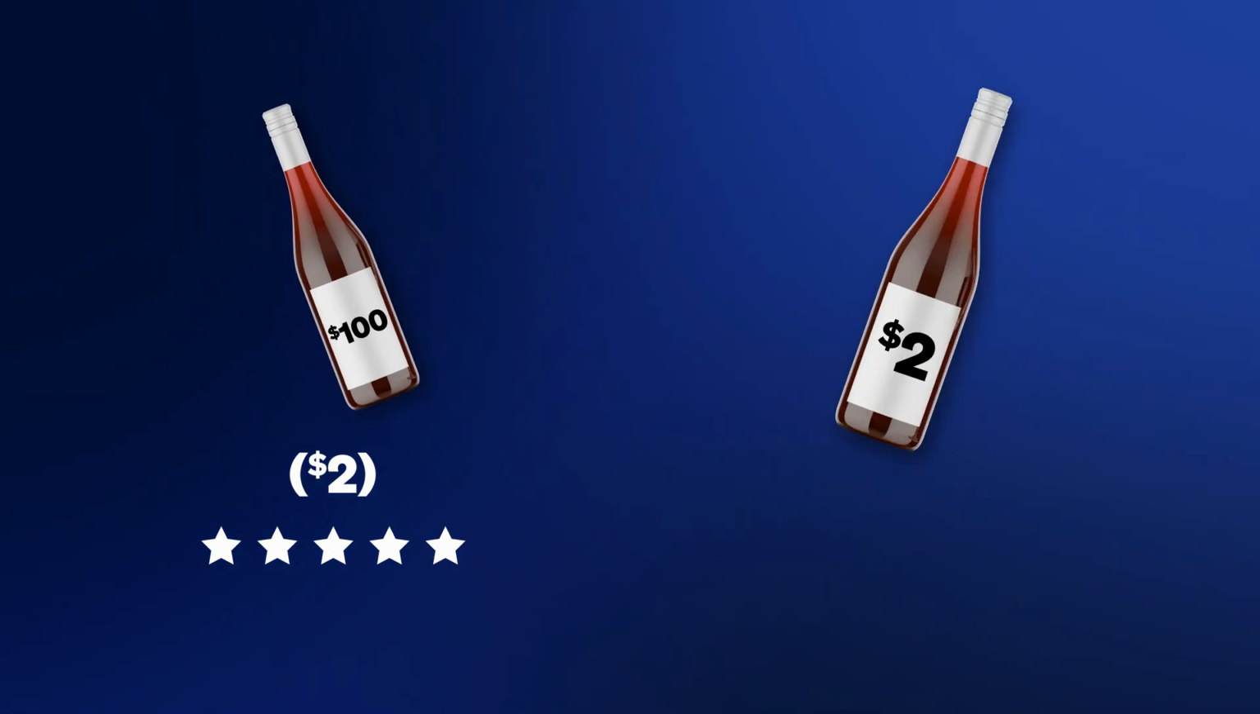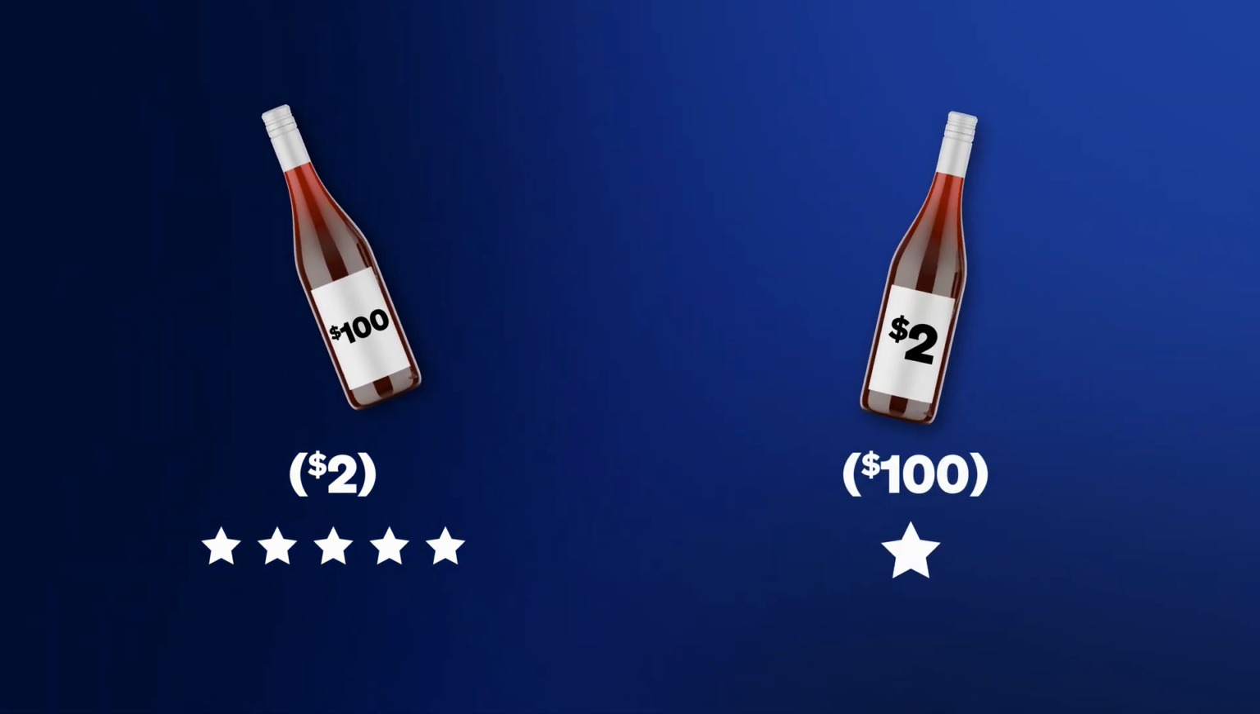What happened is when people tasted the $2 wine in the $100 bottle, they rated it higher across the board than the $100 wine in the $2 bottle. They couldn't actually tell the difference, and so they were using the association they had with the higher price as being higher quality.